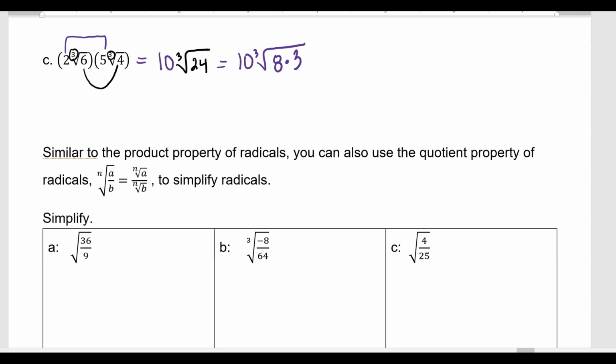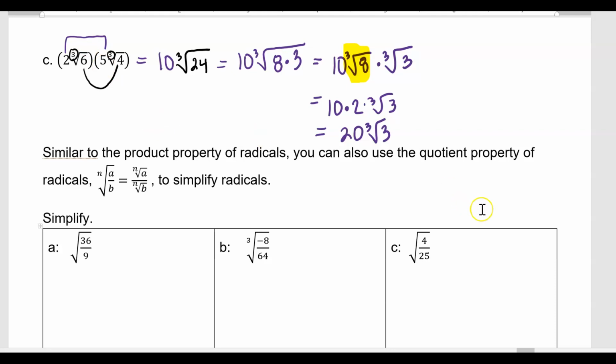Now you can split up the radical into 2 radicals at this point if you would like. And then you will see that the cube root of 8 is equivalent to 2. So that's 10 times 2 times the cube root of 3. So your final answer is 20 times the cube root of 3.